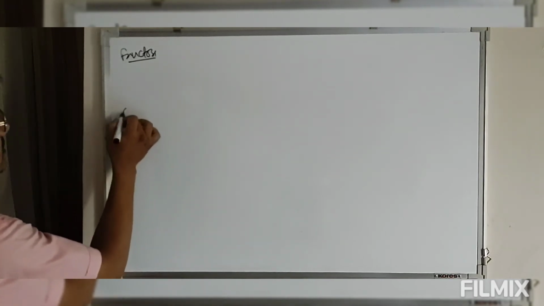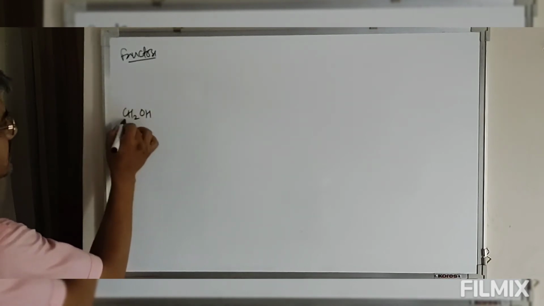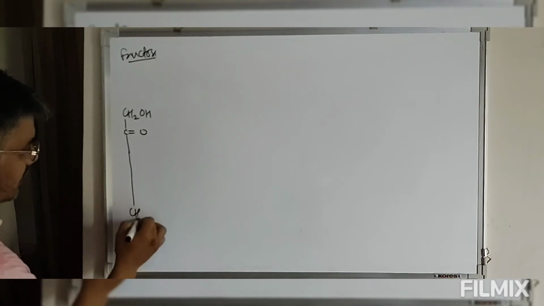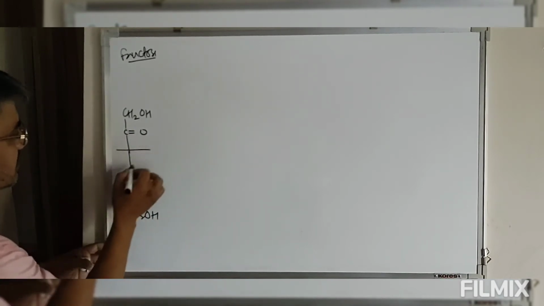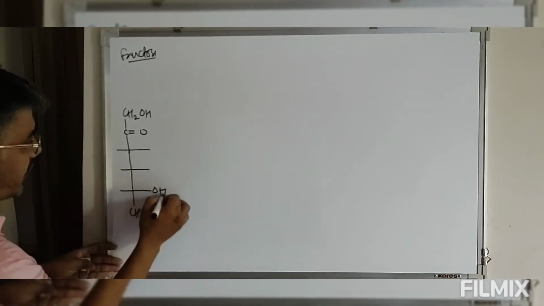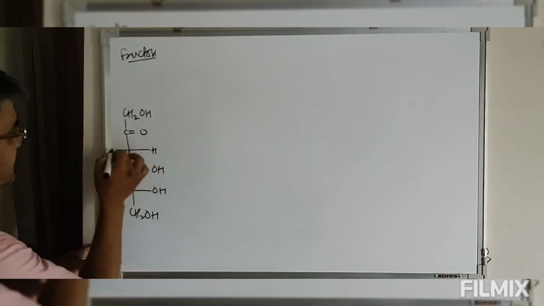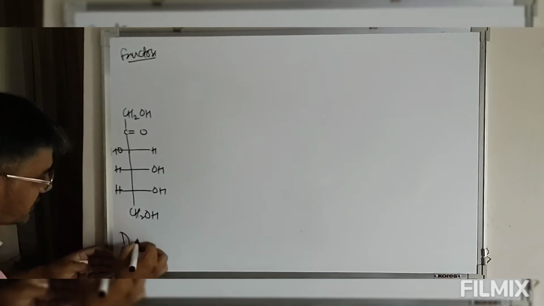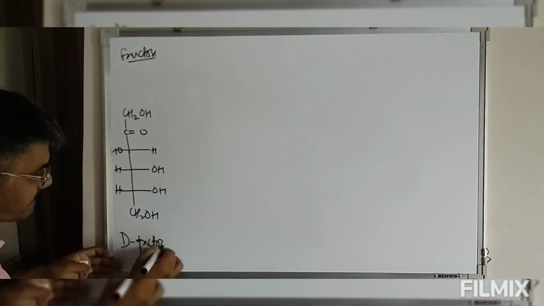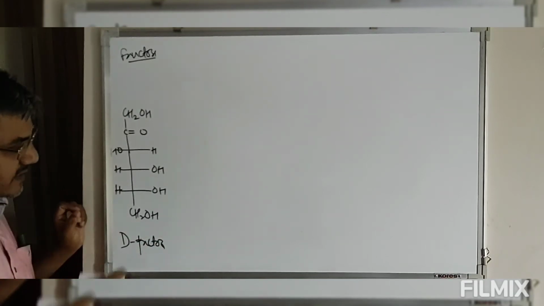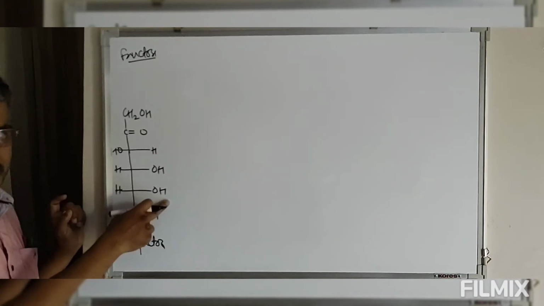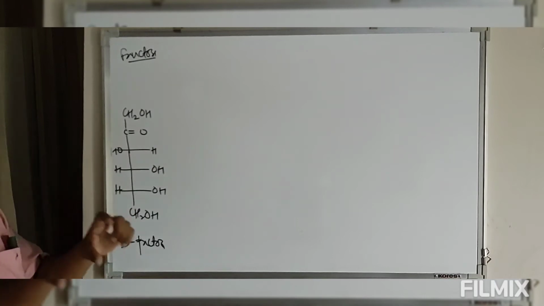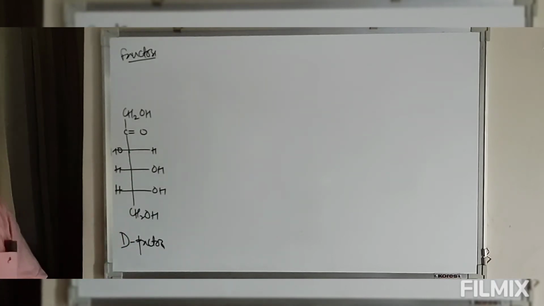The open chain structure has CH2OH, C double bond O, CH2OH, and we have OH, OH, H, OH, H, H. This is D-fructose. At the highest chiral center, OH is on the right hand side. Now, this fructose exists in a 5-member cyclic state.